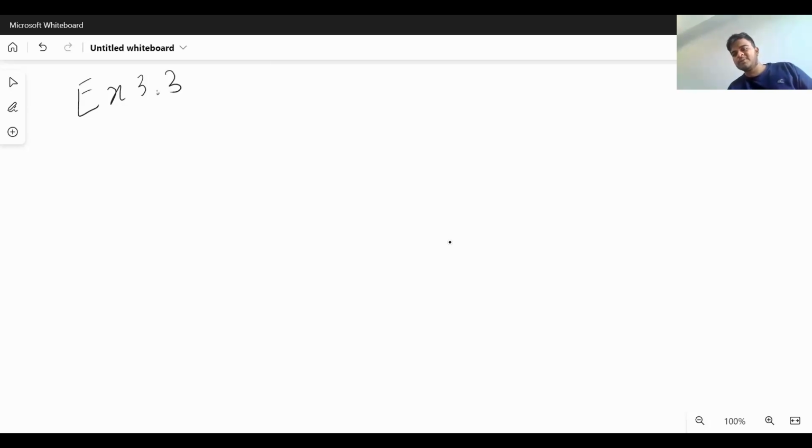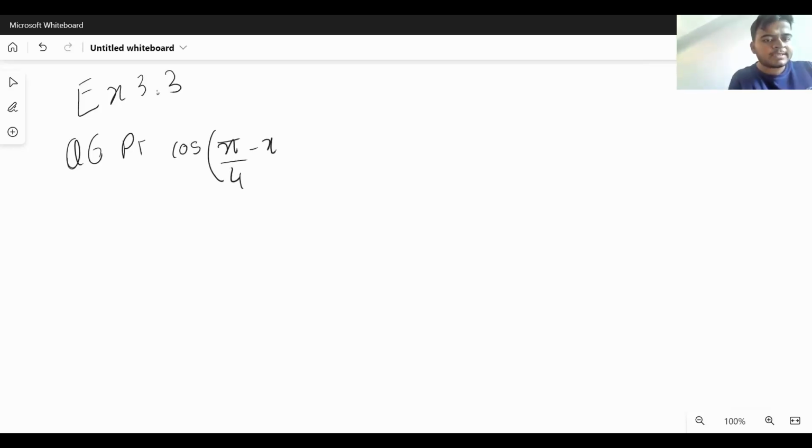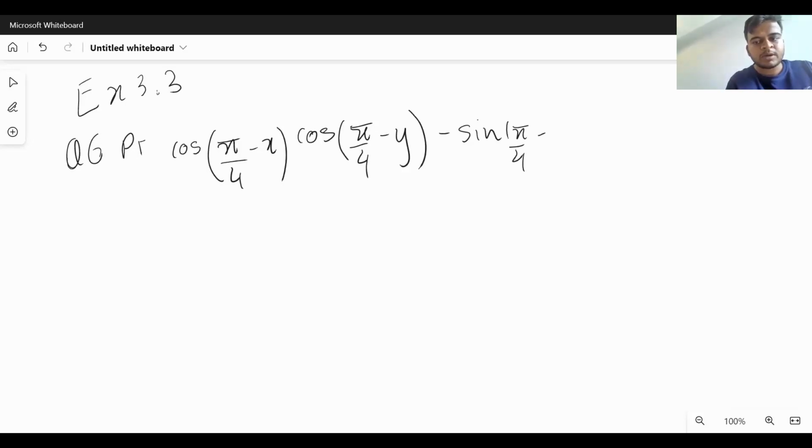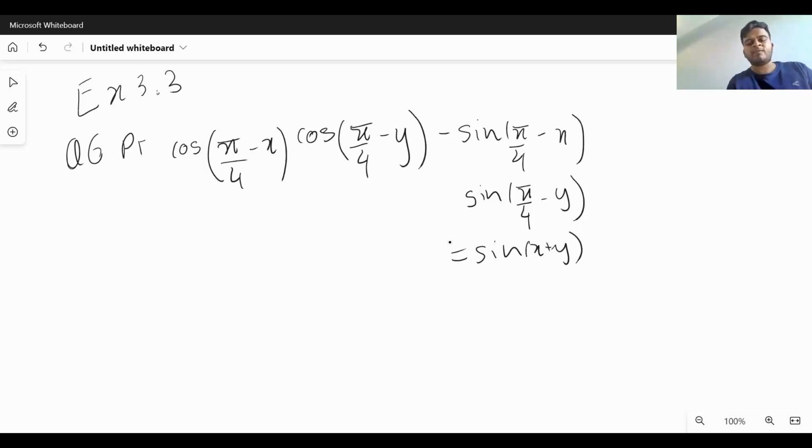Now all we need to do is apply identities and try to resolve and prove what is given to us, right? So here begins the interesting part. Question number 6: prove that cos(pi/4 - x) cos(pi/4 - y) - sin(pi/4 - x) sin(pi/4 - y) = sin(x + y). Correct. So this is something that we have to prove.